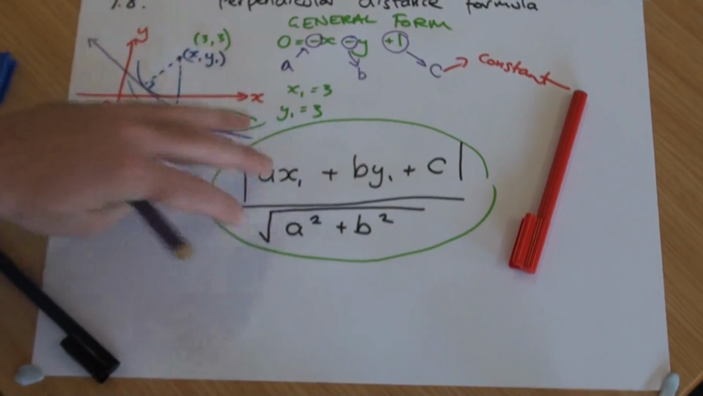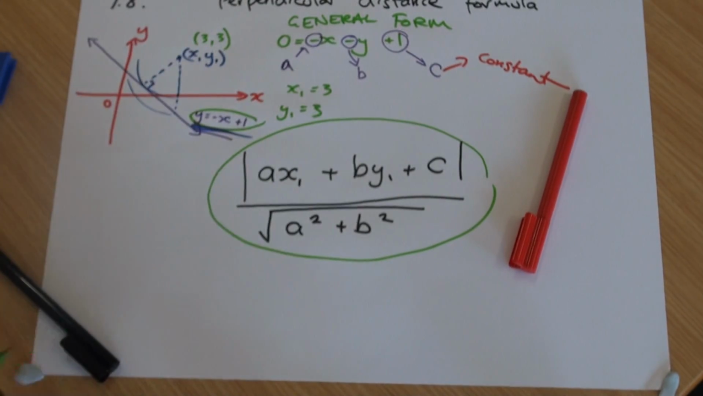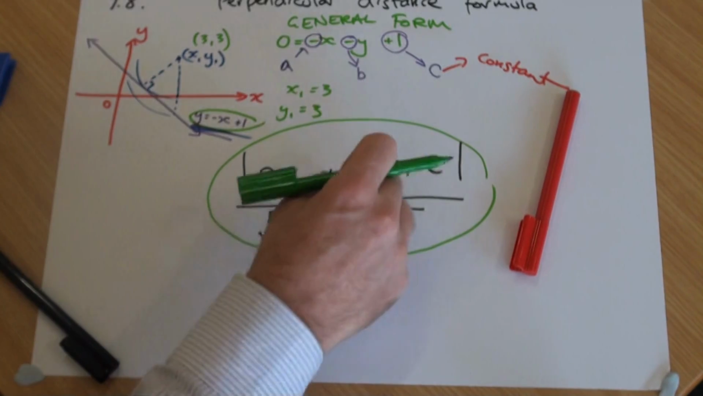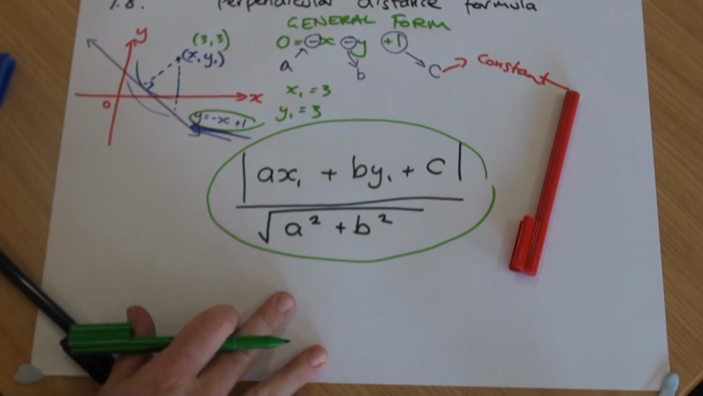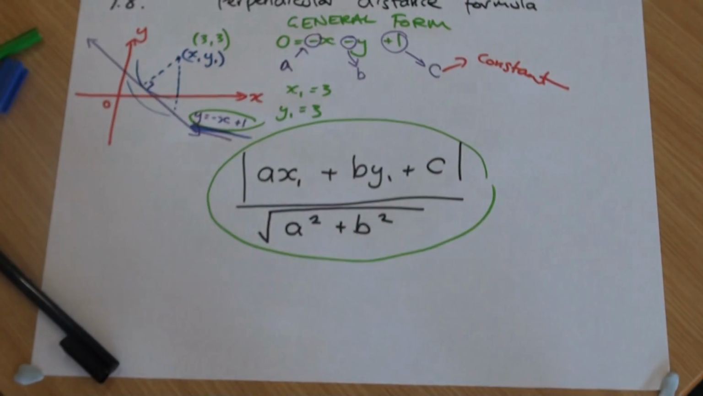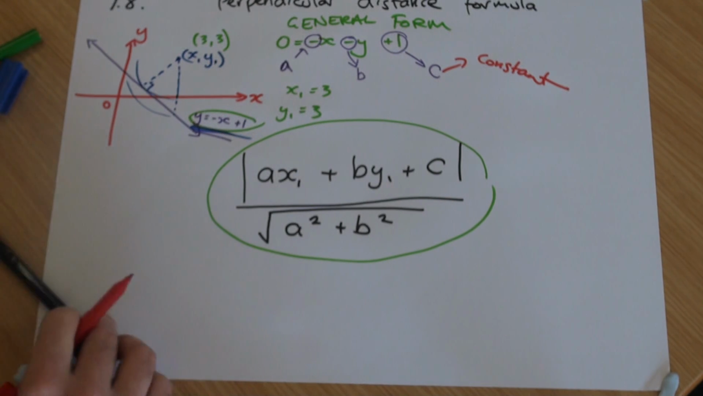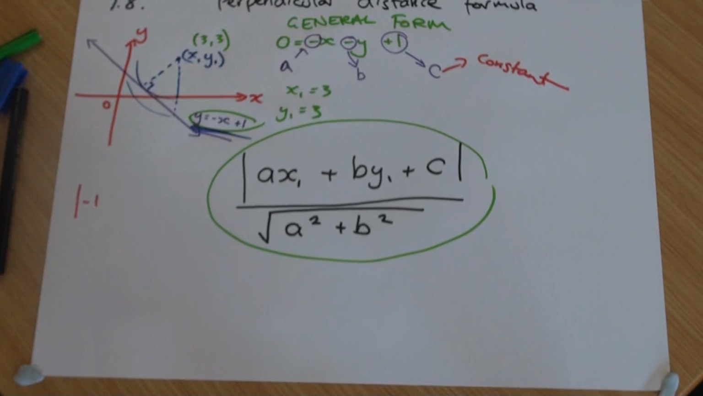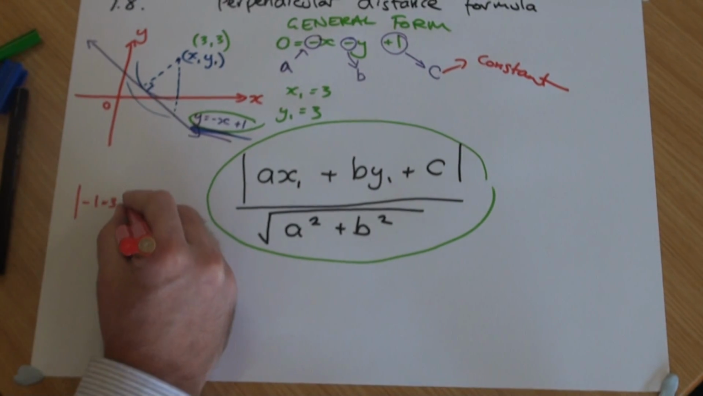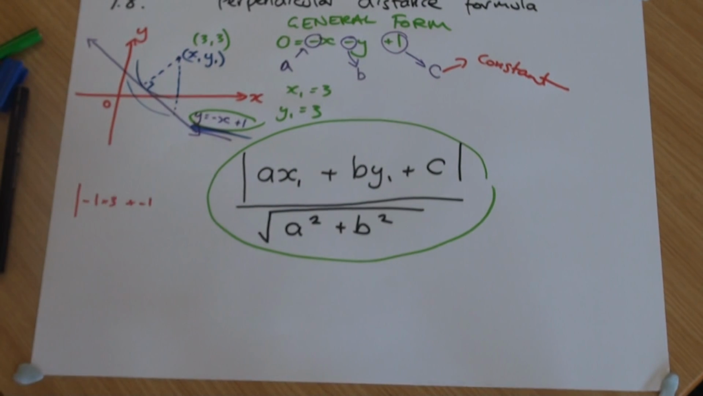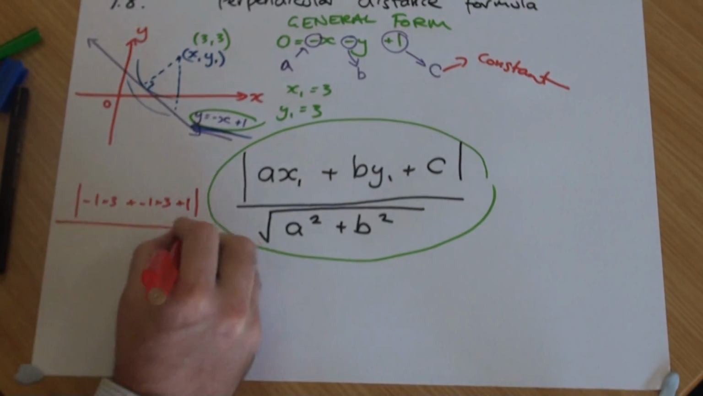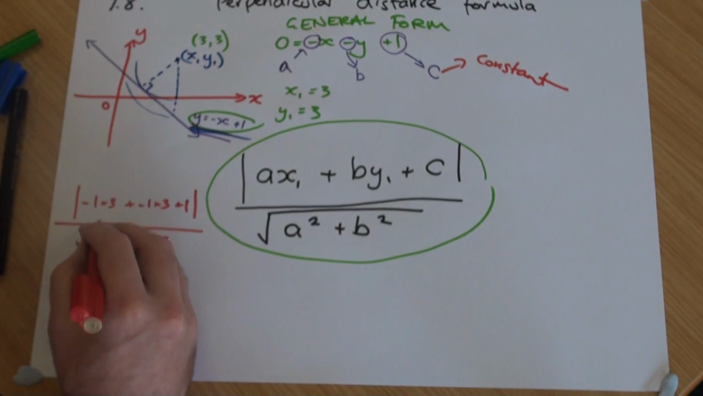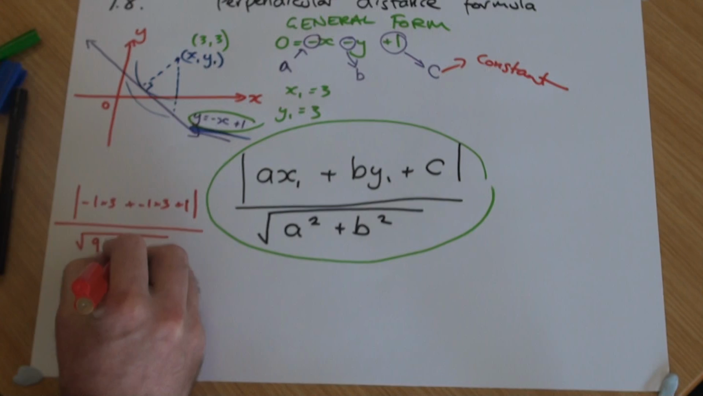Then we simply plug all of these things into this formula, which is the absolute value of ax1 plus by1 plus c, all over the square root of a squared plus b squared. That's our formula. In the case of this one, we would be doing the absolute value of minus 1 times 3 plus minus 1 times 3 plus 1, that's our constant there. That's all absolute valued, all over a squared, which is 9, plus b squared, which is 9.